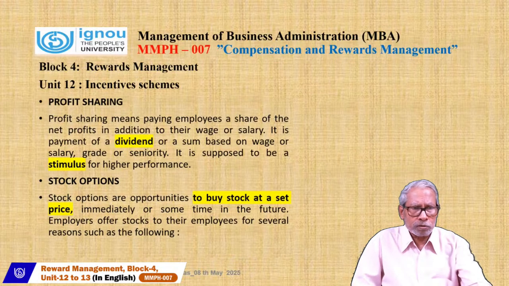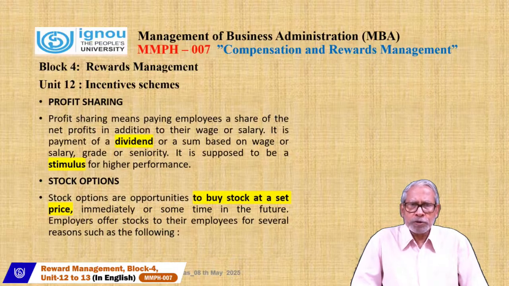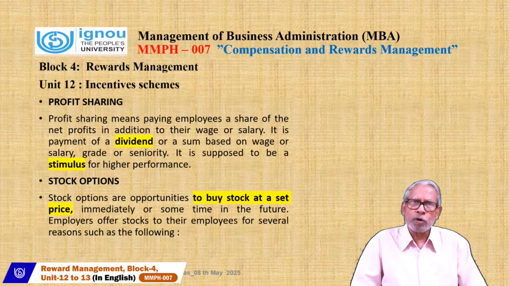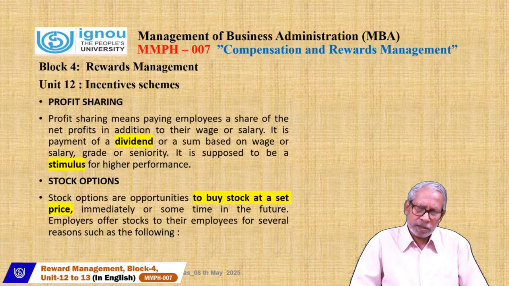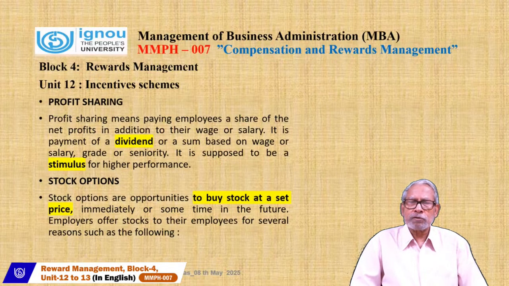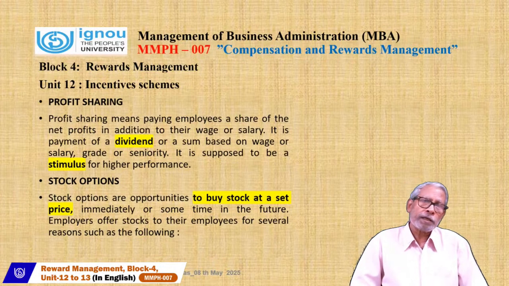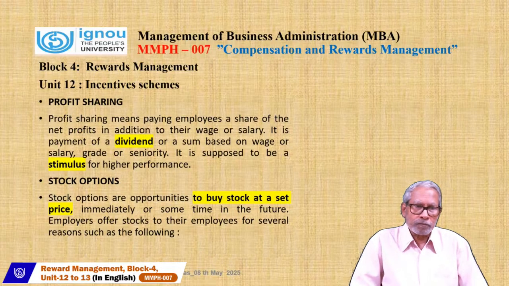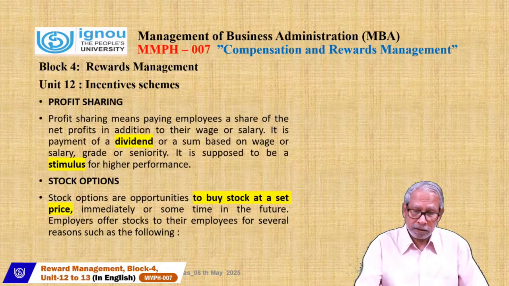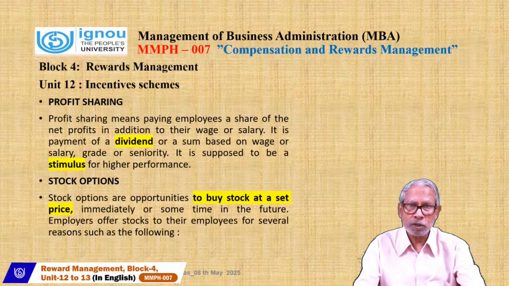Now stock options. Stock options are an opportunity to buy stock at a set price. Companies sometimes offer employees the chance to buy shares of their own company, so that they feel they are also a part owner of the company, and accordingly motivation, productivity and morale will be high, and their feelings will be different. So employers offer stocks to their employees for several reasons. Now we have to see why the companies are offering shares to the employees.